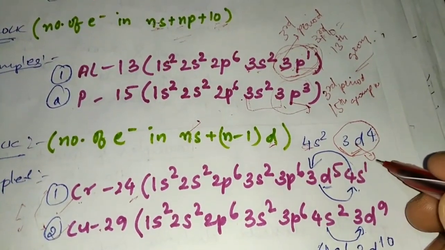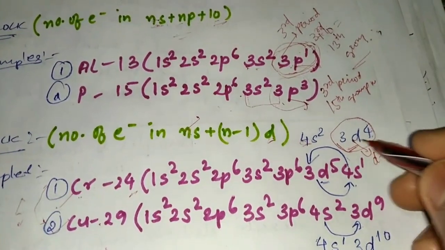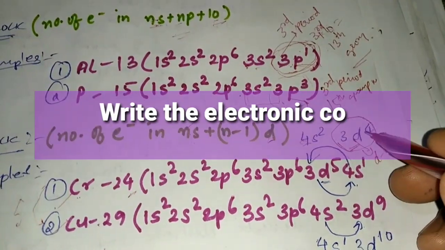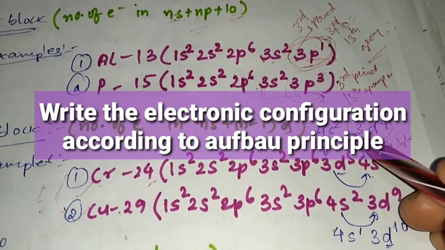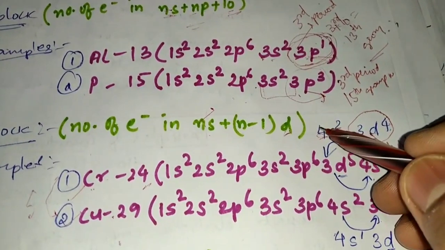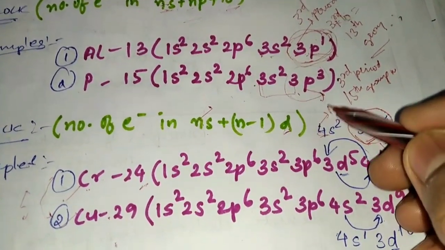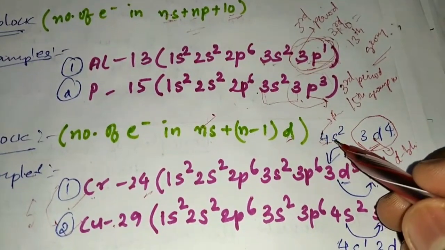So D subshell becomes our D block here. And let us find out the group number and period number. The period number here is the maximum nth value. The maximum nth value is 4. So 4 is my period number here. Okay, what is the group number here?